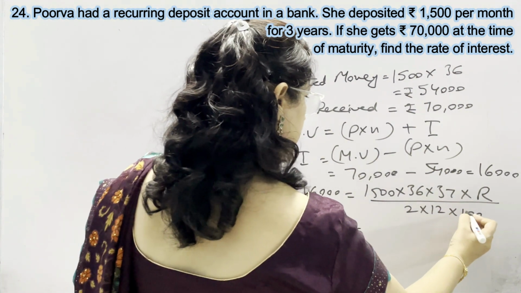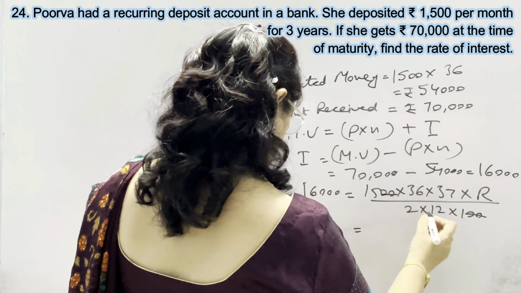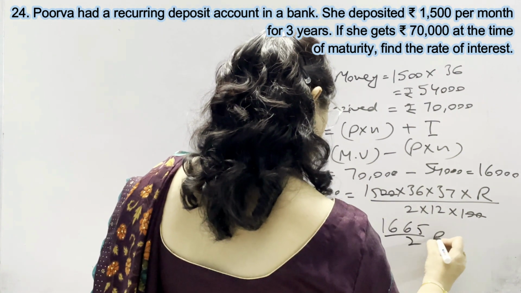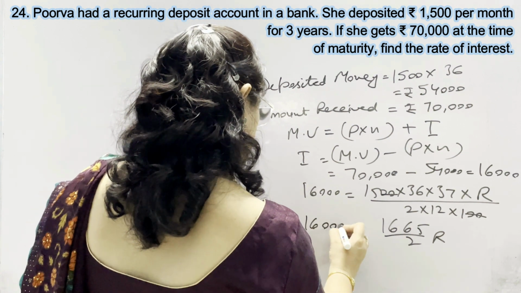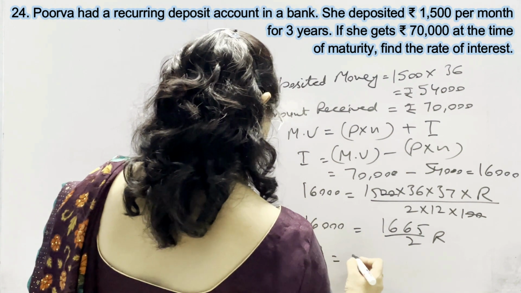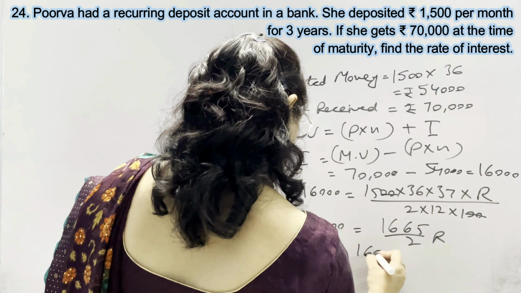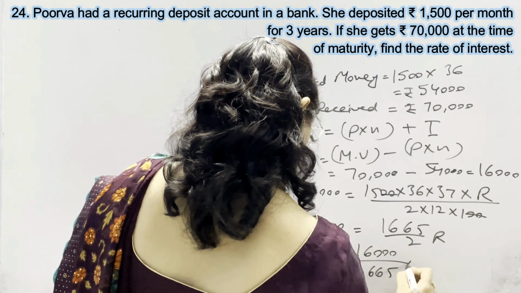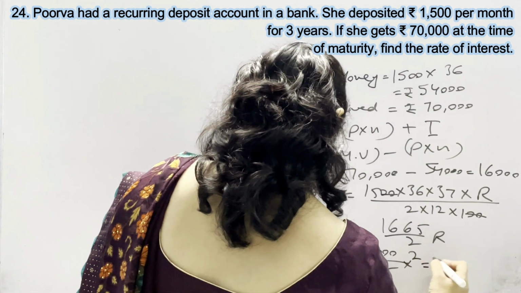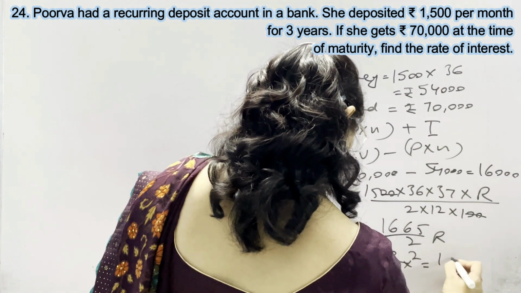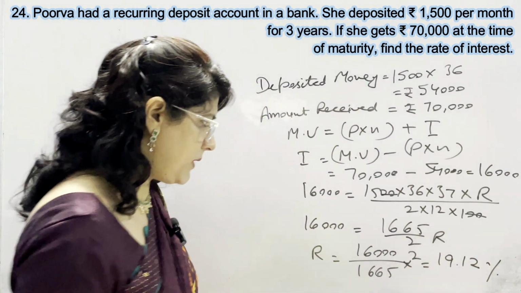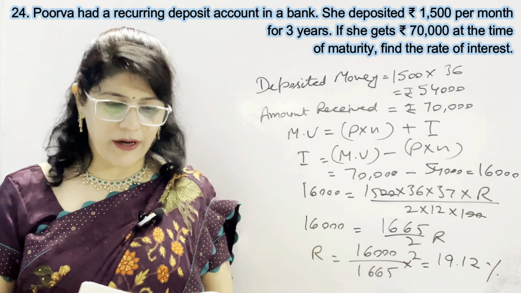For the calculation of value of R, we need to make it simplify, and simplified value is 1665 upon 2R, and it is equal to 16,000. So value of R is equal to 16,000 divided by 1665 multiplied by 2. It means 19.12%, or you can say approximately 19% is the rate.